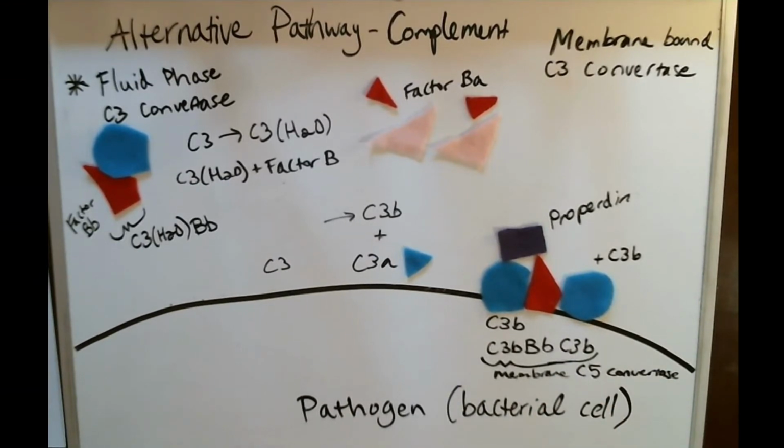So C3b with capital B, little b, or that cleaved factor B, plus this another molecule of C3b, all stabilized by properdin. These three subunits or proteins are what make up our C5 convertase. So from there is where this is going to now converge with the rest of the pathways. They all work the same way at the end. So we have a C5 convertase.